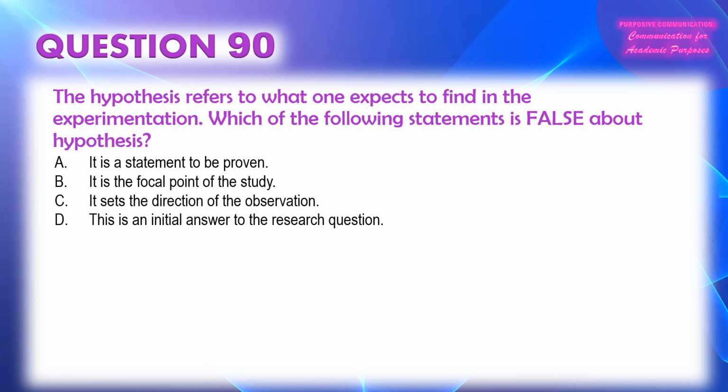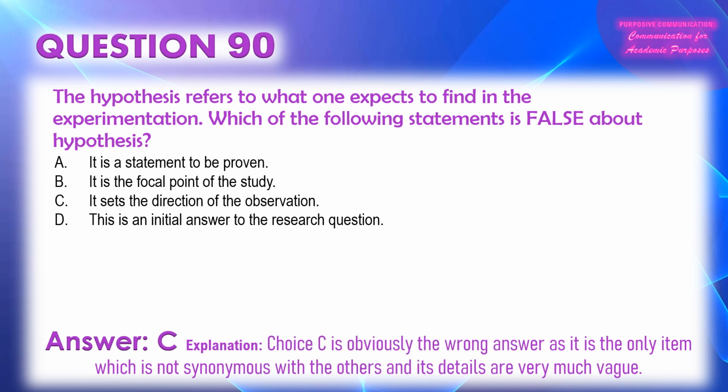Question 90. The hypothesis refers to what one expects to find in an experimentation. Which of the following statements is false about the hypothesis? Answer: C. It sets the direction of the observation. Choice C is obviously the wrong answer, as it is the only item which is not synonymous with the others and its details are very much vague.